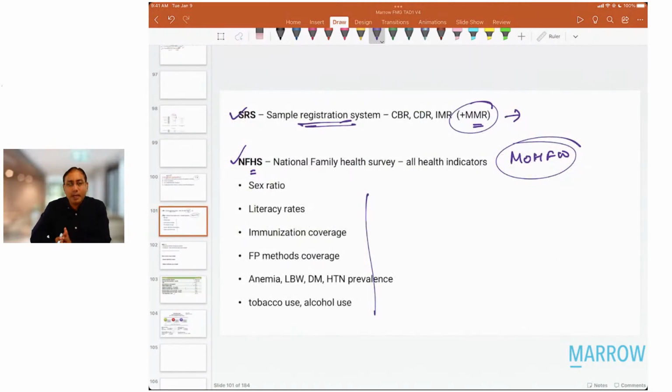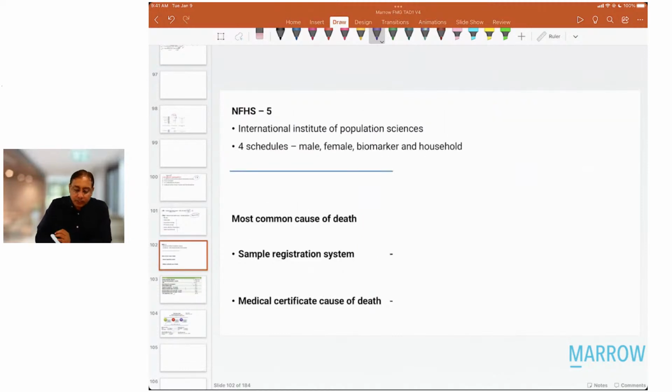So anyway, coming back to NFHS, it is conducted under the Ministry of Health and Family Welfare. The Ministry has given the task to the International Institute of Population Sciences, and there are 4 parts in this: male, female, biomarker, and household. These are the 4 schedules.